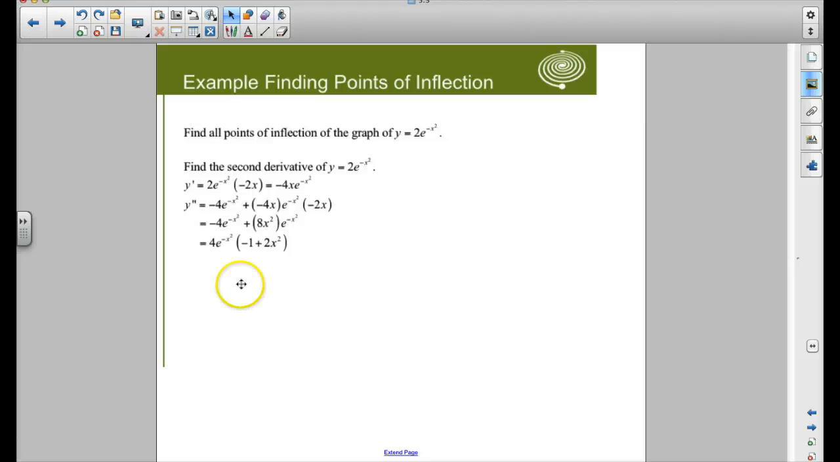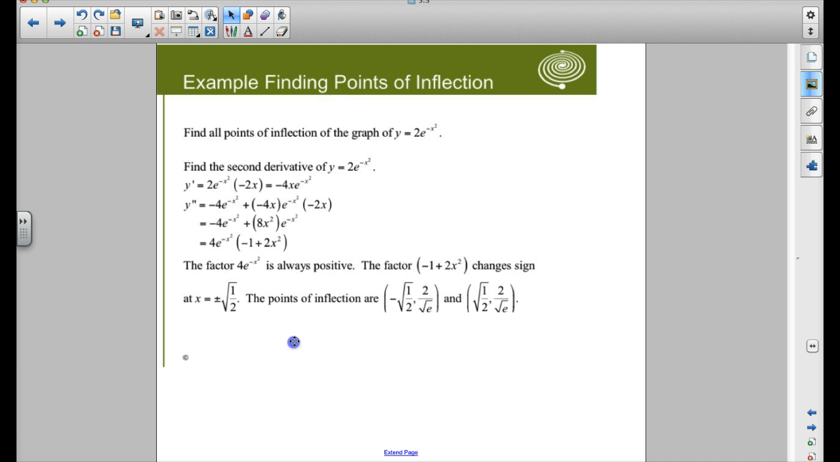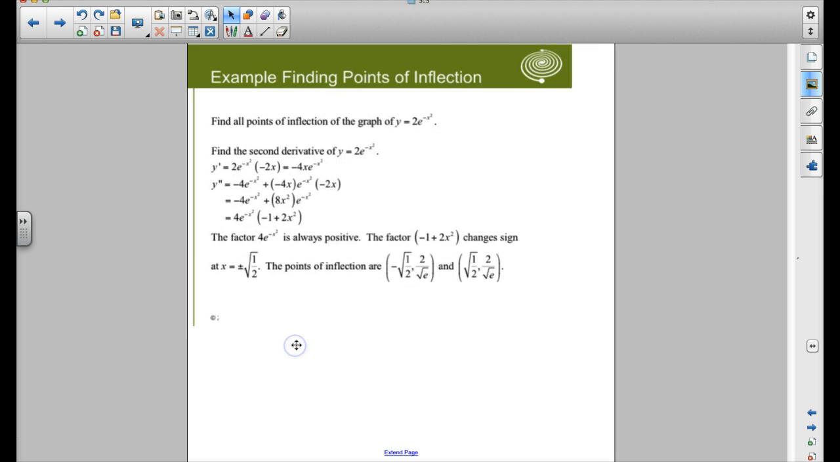So we got this down now. To find the points of inflection, we have to set the second derivative equal to 0. The e function is never 0, so we don't have to worry about that. This other factor we set equal to 0. We add 1, divide by 2, take the square root. We get plus or minus the square root of 1/2. These are going to be points of inflection.